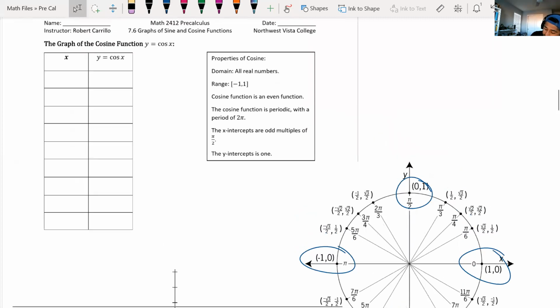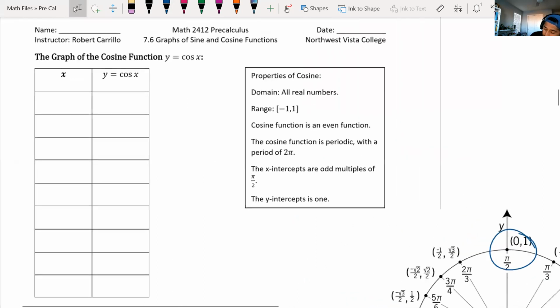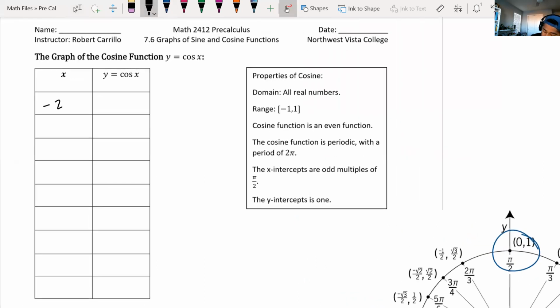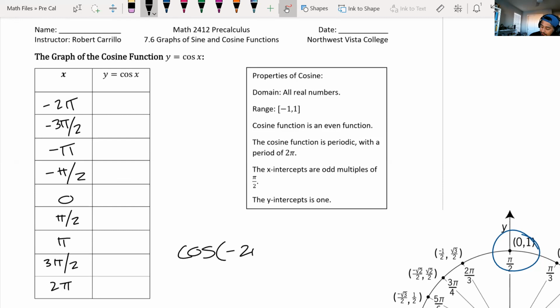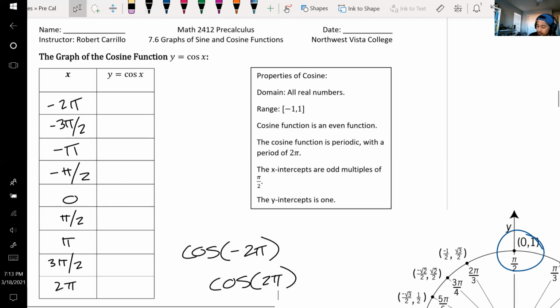Okay, so this means that for my XY chart, we again will have -2 pi, -3 pi over 2, -pi, -pi over 2 and 0, and then pi over 2, pi, 3 pi over 2, and 2 pi. All right, now cosine at -2 pi. Remember, cosine is even. So that means cosine of -2 pi is the same as cosine of 2 pi. And what is the value of cosine at 2 pi?